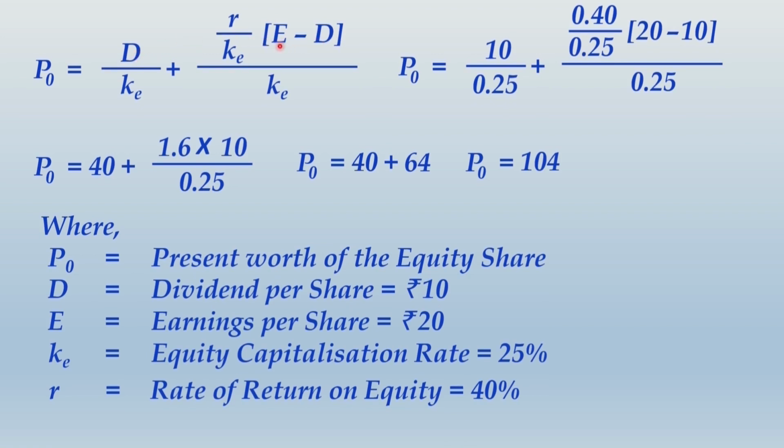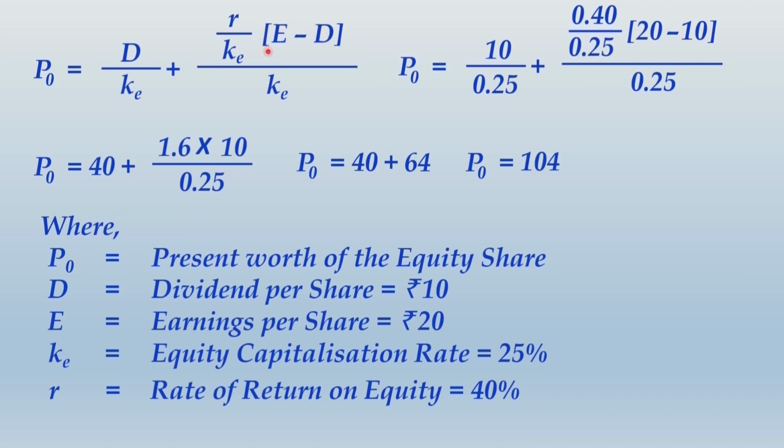This is E minus D. E was rupees 20 and D was rupees 10. So E earnings minus D dividend. So within brackets what you will get is retained earnings, correct? So that retained earnings is also rupees 10 per share.